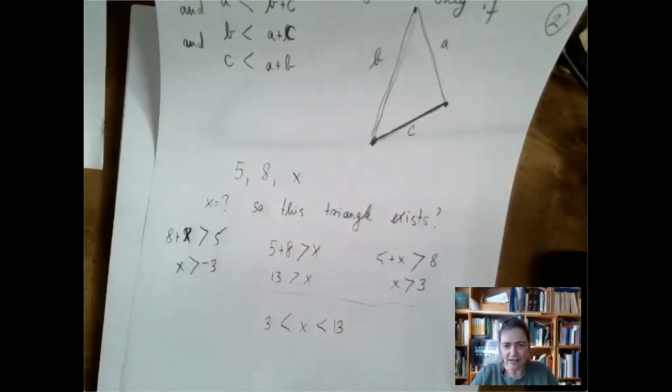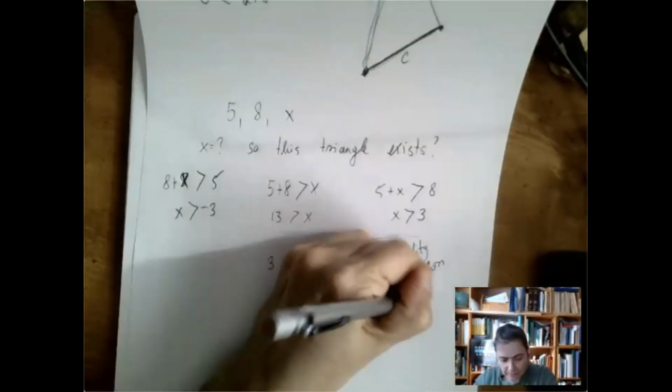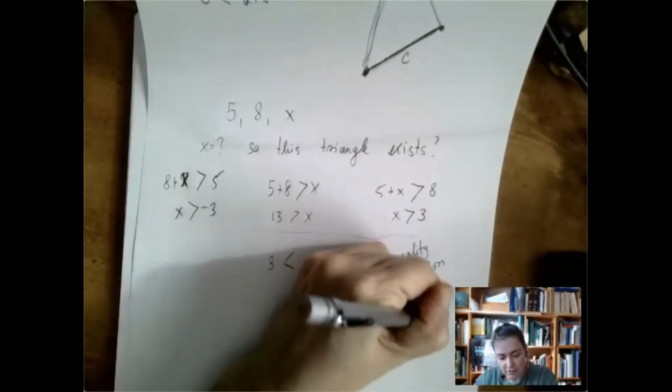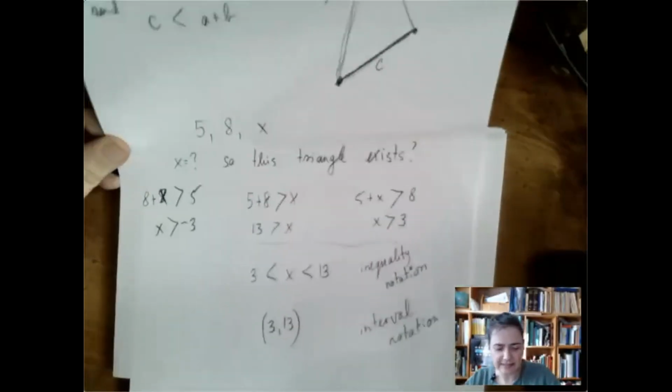So you see, even the triangle inequality can be a little bit fun. And also, I want to warn you that this notation is called inequality notation. I love it. This thing in interval notation. Okay. So that's the triangle inequality. Any questions?